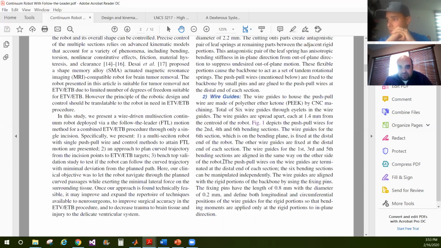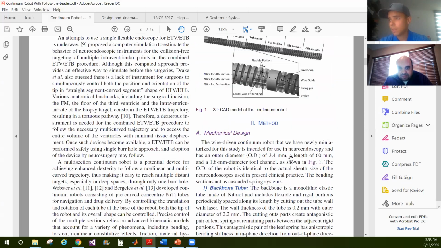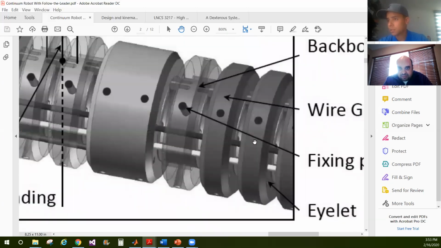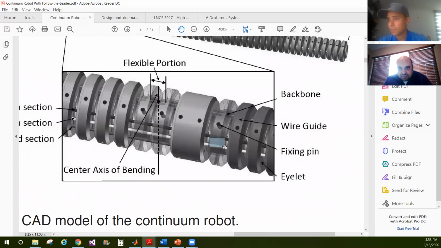And the 6 bending sections can be manipulated independently. The wire guides are aligned with the rigid portions of the backbone by using the fixing pins. The fixing pins have length of... So fixing pin. What is the fixing pin? Oh, here. So this is the fixing pin backbone.